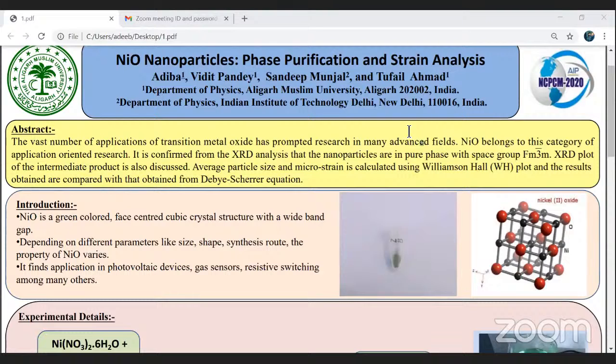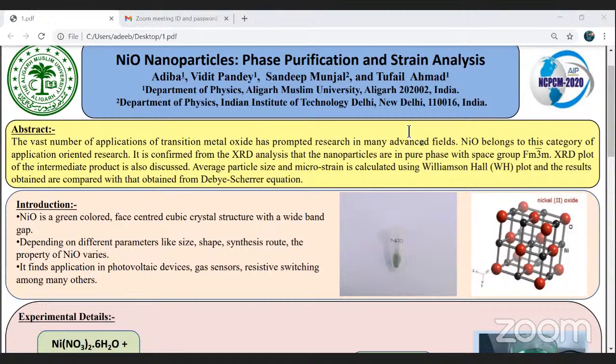Good afternoon, everyone. I'm Adiba, a research scholar from Aligarh Muslim University, and I'm presenting my work done on nickel oxide. The work is done by me and my lab mates. There has been an increase in research on transition metal oxides. This is due to the fact that they find application in various fields like photovoltaic devices, resistive switching, etc.